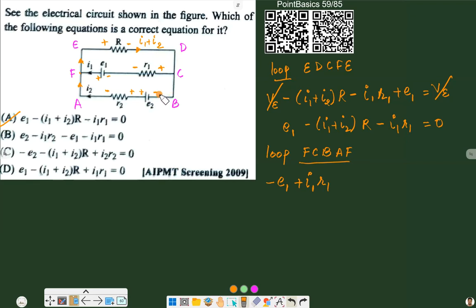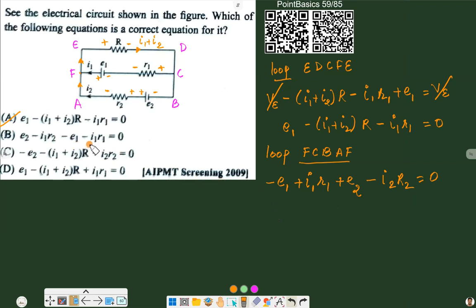Then we come down and here we encounter a battery, negative to positive, so positive E2. And then we encounter a resistance, positive to negative, so negative of I2 into R2, and that will be equal to 0. We did not add a VF here because we turn back to the same point and these values get cancelled. So we directly wrote it like this.